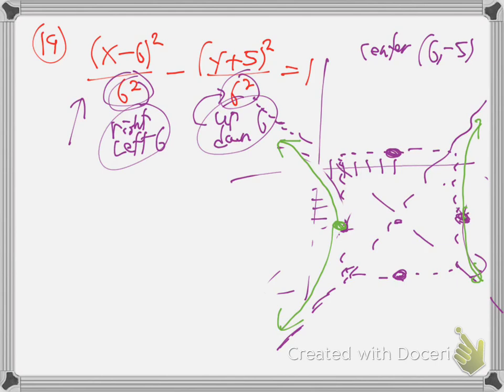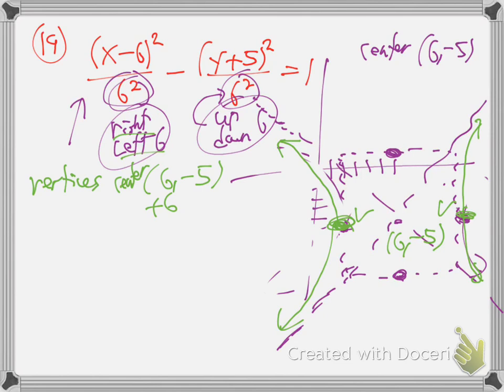All right. So now they want everything in the world. They want the vertices. What are the vertices? That's here and here. These are the two vertices. So what are they? From the center, which is 6, negative 5, the vertices are right and left 6, aren't they? So if you take the center, 6 minus 5, and you add 6 and subtract 6 from the x-coordinate, you'll get the vertices, which are what? 12, negative 5, and 0, negative 5. Everybody with me on that?